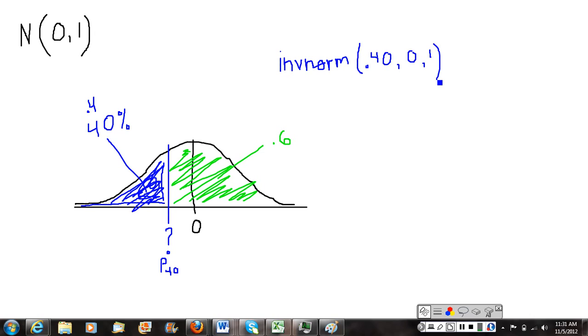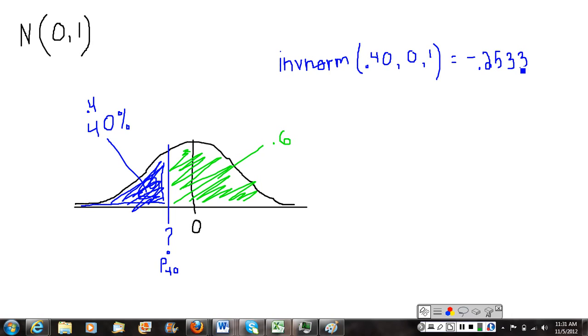So let's go ahead and enter that in the calculator and see what we get. If we do second vars, inverse norm, now we're going to do 0.4 and then 0 with a comma in between, and then 0 and then 1. And the number I'm coming out with is negative 0.2533.